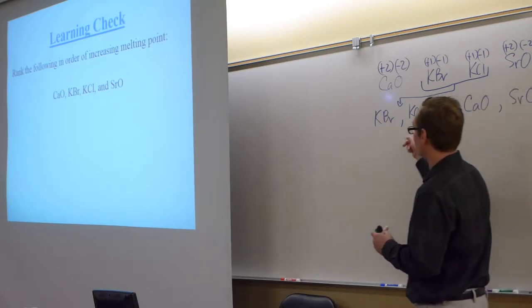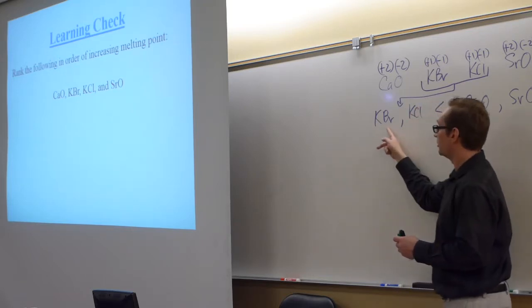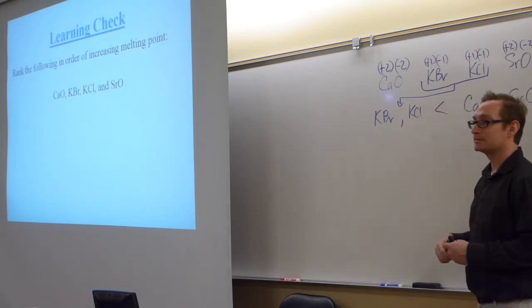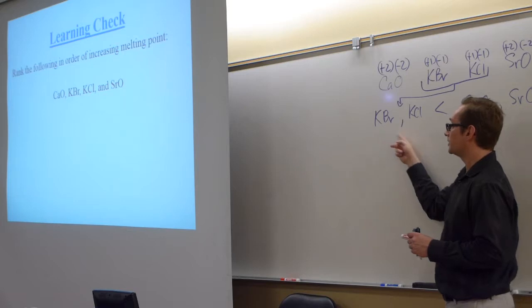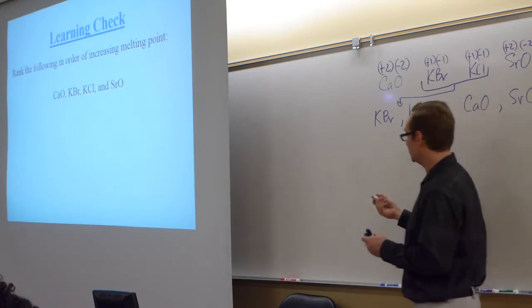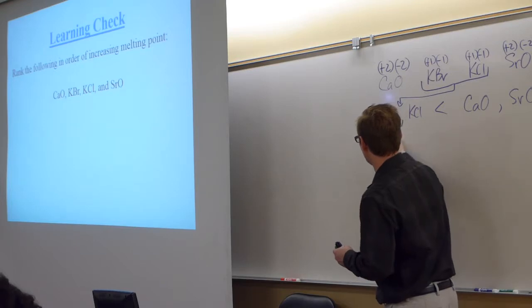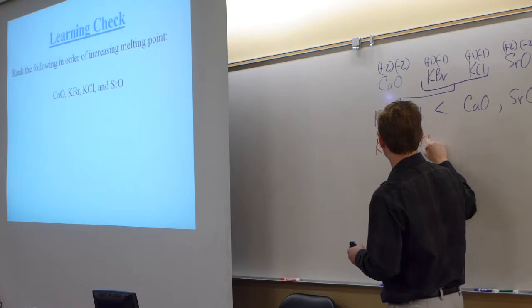So which of these two, they're both potassium, bromine and chlorine, which one has the smaller radius? And chlorine is the smaller radius. So which one of these two will have a higher melting point? And the chlorine. So we can say now that KBr will have a lower melting point than KCl.